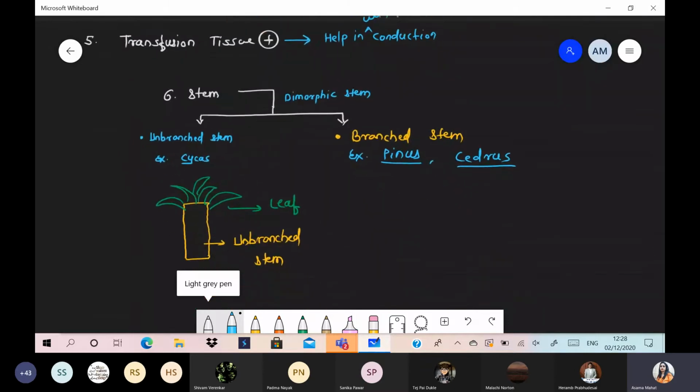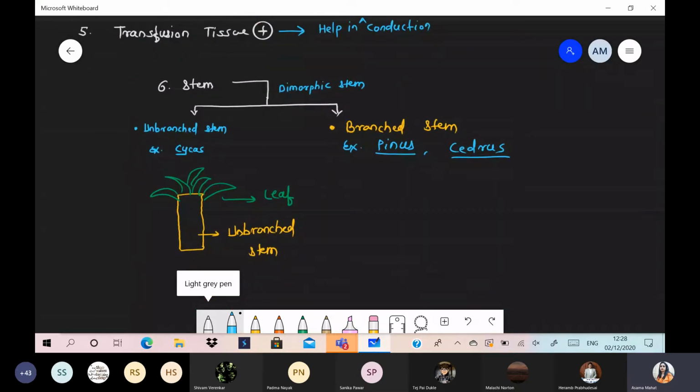Next, we are talking about the stem part, which is number 6. After the leaf part, we are talking about the main point number 6, dimorphic stem. In the case of the dimorphic stem, we are talking about two types of stem. Number one, unbranched. Example is cycas. Another one is branched. Examples are pinus and cedrus.